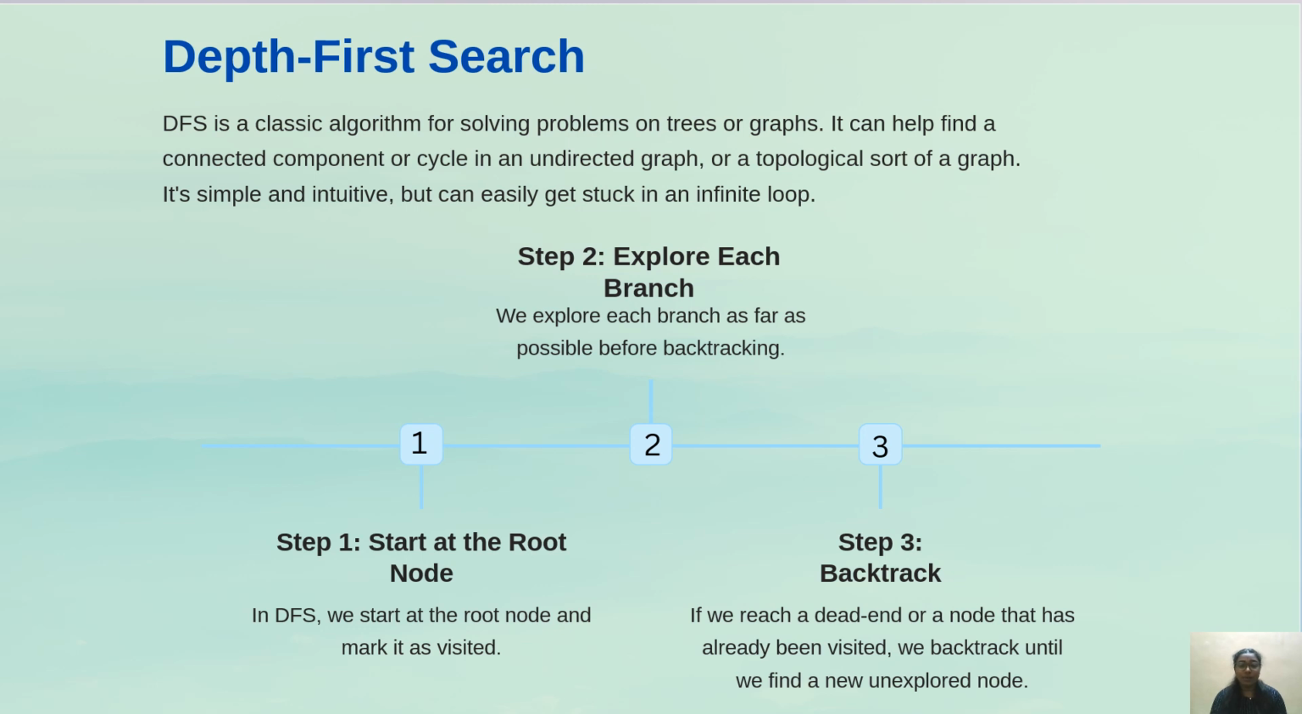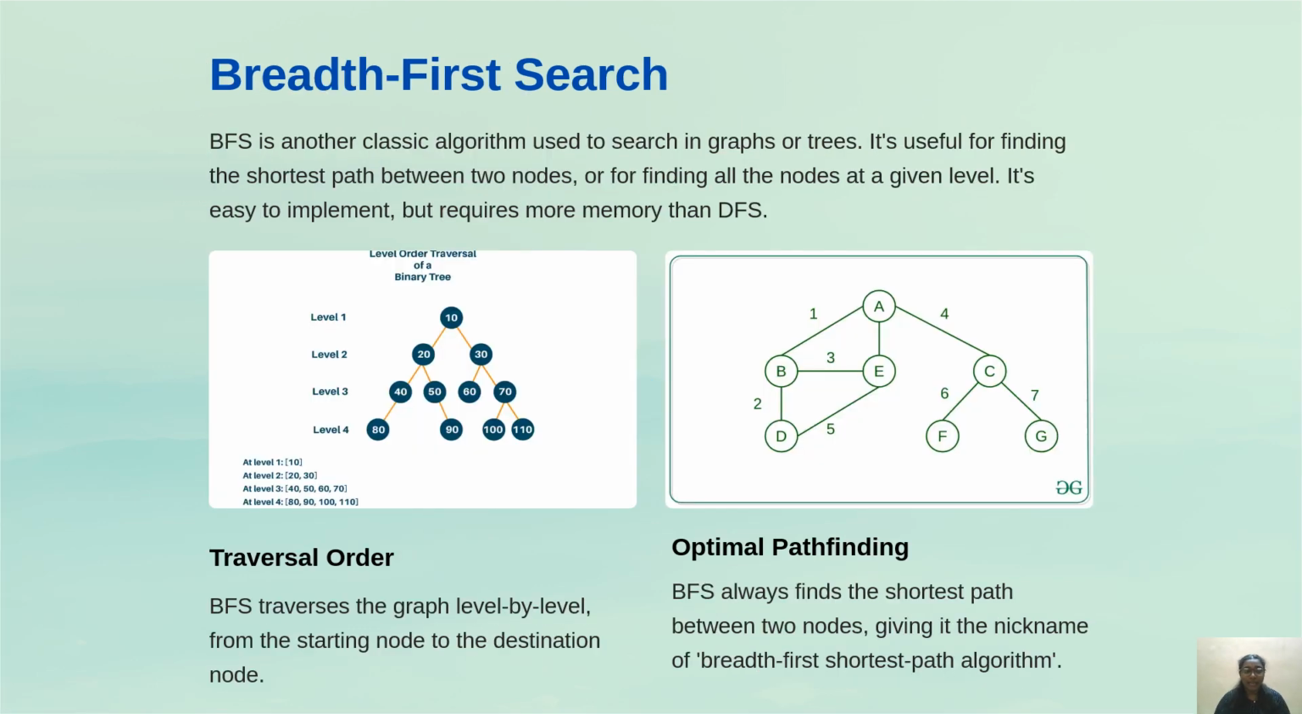new unexplored node. Coming to the second type of graph searching algorithm, that is BFS, which stands for Breadth First Search. BFS is another classic algorithm used to search in graphs or trees. It is useful for finding the shortest path between two nodes or for finding all the nodes at a given level. It is easy to implement but requires more memory than DFS.